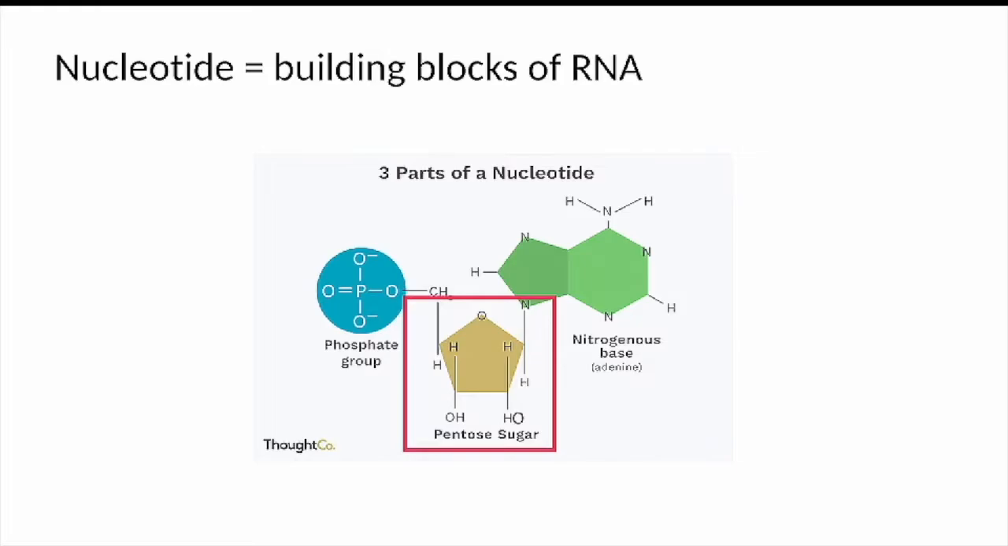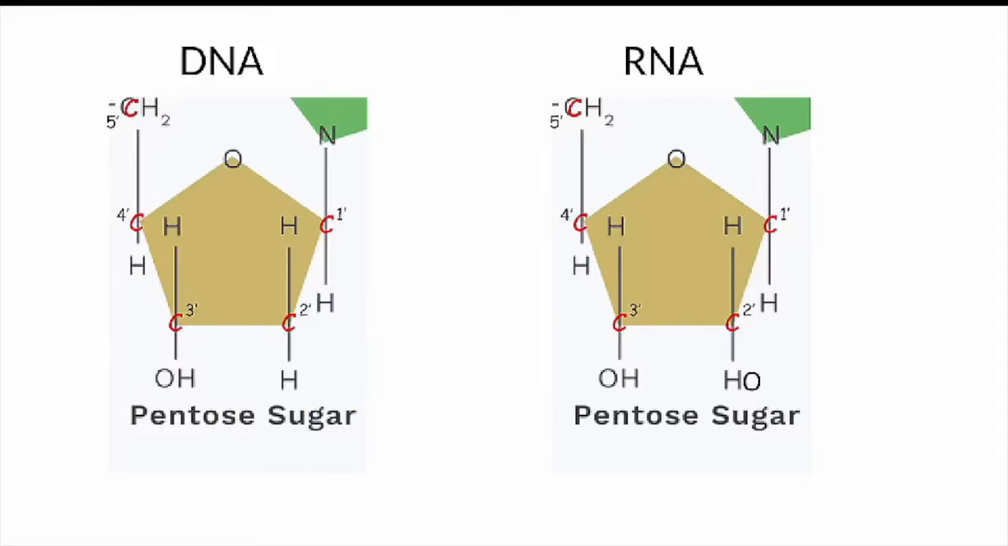So this 5-carbon sugar is different in RNA than it is in DNA. Here I have a visual of the 5-carbon sugar in DNA on the left and a visual of the 5-carbon sugar of RNA on the right. So just take a second and see if you can identify any differences.